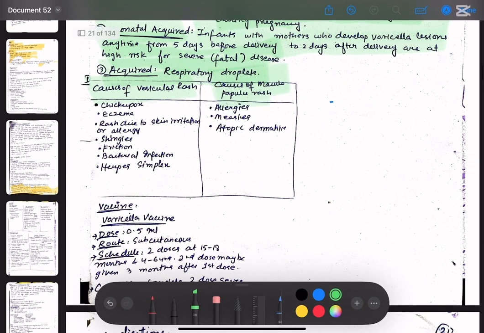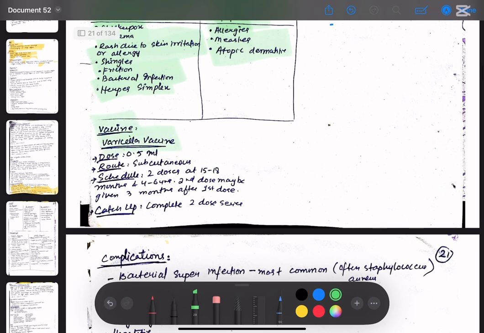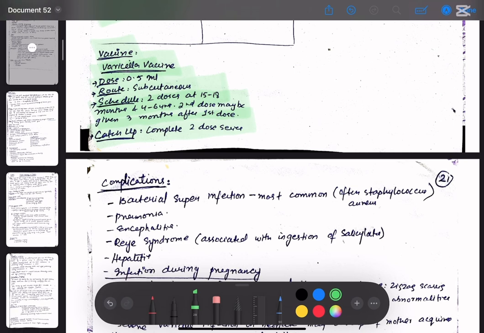The causes of vesicular rash are chickenpox, eczema, rash due to skin irritation or allergy, shingles, friction, bacterial infection, and herpes simplex, while the causes of maculopapular rash are allergies, measles, and atopic dermatitis. Now the vaccine given is the varicella vaccine, the dose is 0.5 ml, and the route is subcutaneous. The schedule is 2 doses, at 15 to 18 months and 4 to 6 years, and the second dose may be given 3 months after the first dose. The catch-up is to complete the 2 dose series.